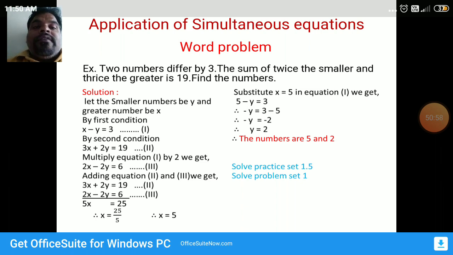In this example, you can use simultaneous equations, that is linear equations in two variables, and solve the word problem. Now next, solve practice set 1.5. Also you can solve problem set 1.